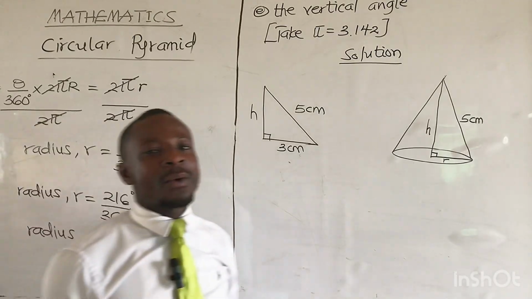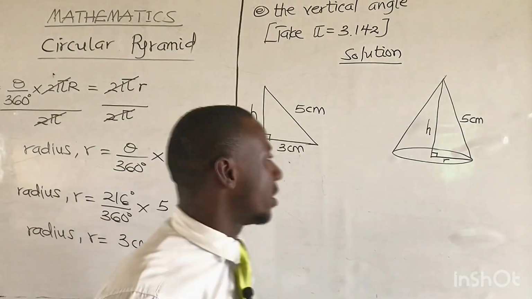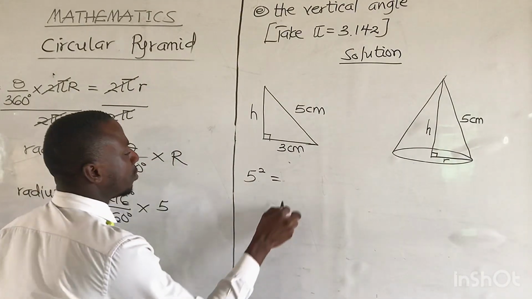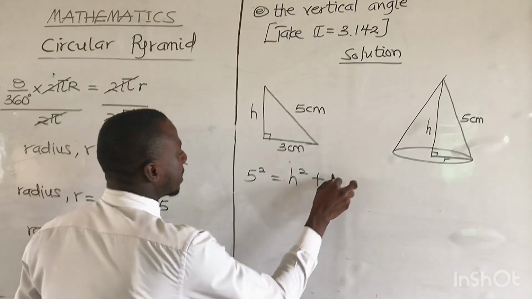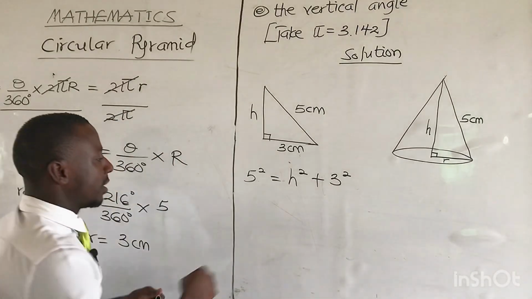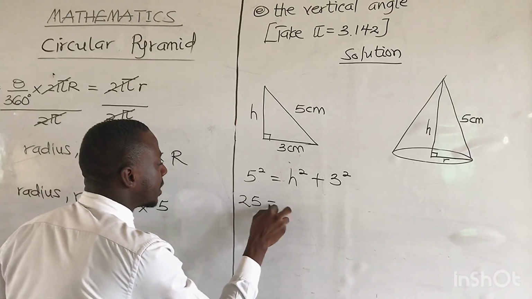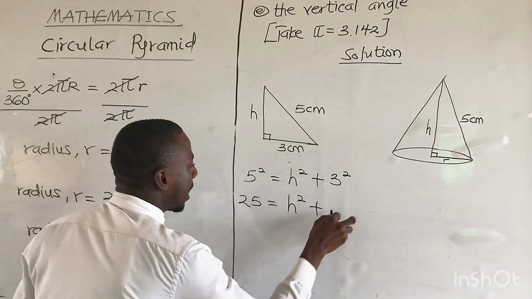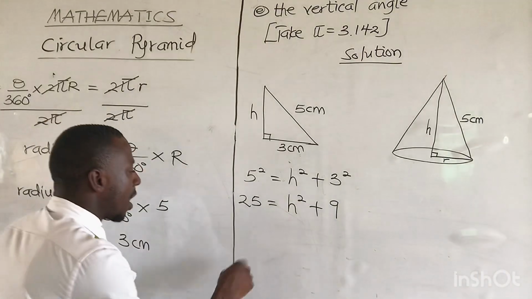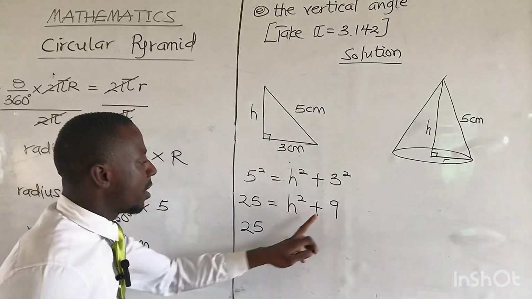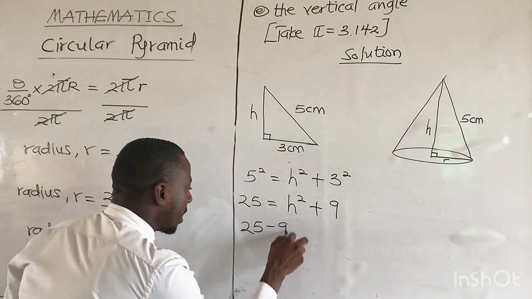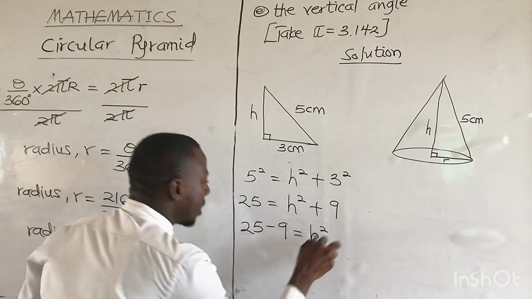So from here, we are going to use Pythagoras theorem. With Pythagoras theorem, I have 5 squared, which is equal to h squared plus 3 squared. We all know that 5 squared is 25, which is equal to h squared plus 9. Then we are going to group like terms. So I have 25. When you take the additive inverse of 9, we have negative 9, which is equal to h squared.